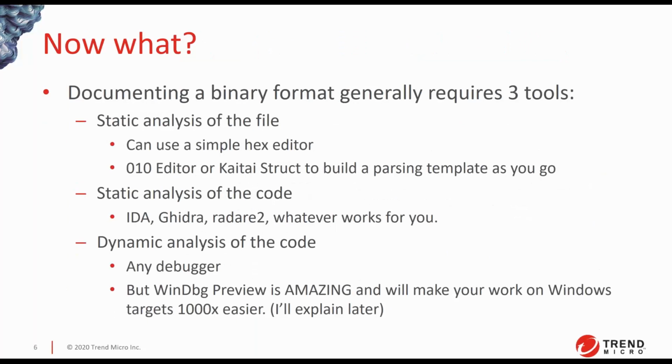So now what? Well, documenting a binary format generally requires three types of tools, I should say. Number one is a tool for static analysis of the file. You can use a simple hex editor. In general, I would lean more towards something like 010 Editor or Kaitai Struct, which allows you to build a parsing template as you go and actually be able to parse your file and see what happens when you apply generic structures to the whole file.